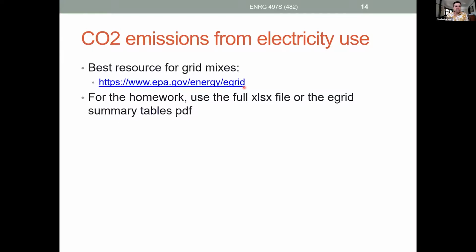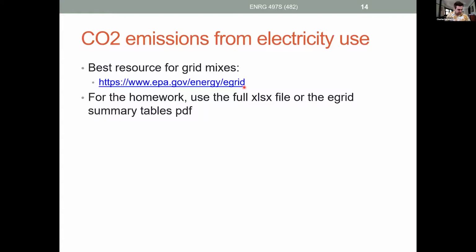EPA.gov Energy eGrid website, and it has a big Excel file that has the carbon intensity of every power plant in the United States. And then they bin them all based on balance authority. So we're in the Puget Sound Energy balance authority, so you can look at the average carbon intensity or CO2 intensity of PSE's grid mix. And so that's what you would do in this case.